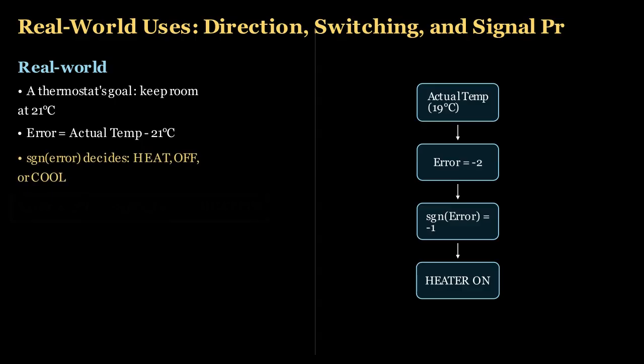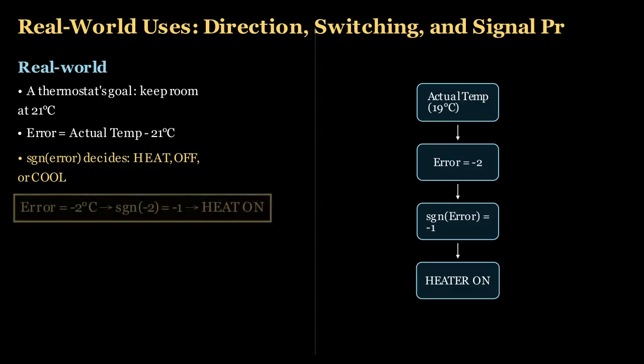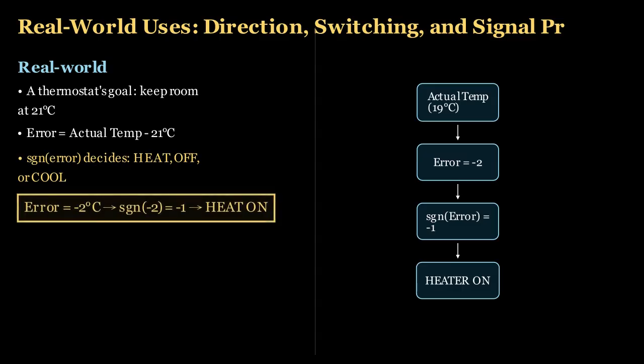The whole idea is that Sgn of x is a universal polarity detector, turning any continuous measurement into a simple, actionable direction.